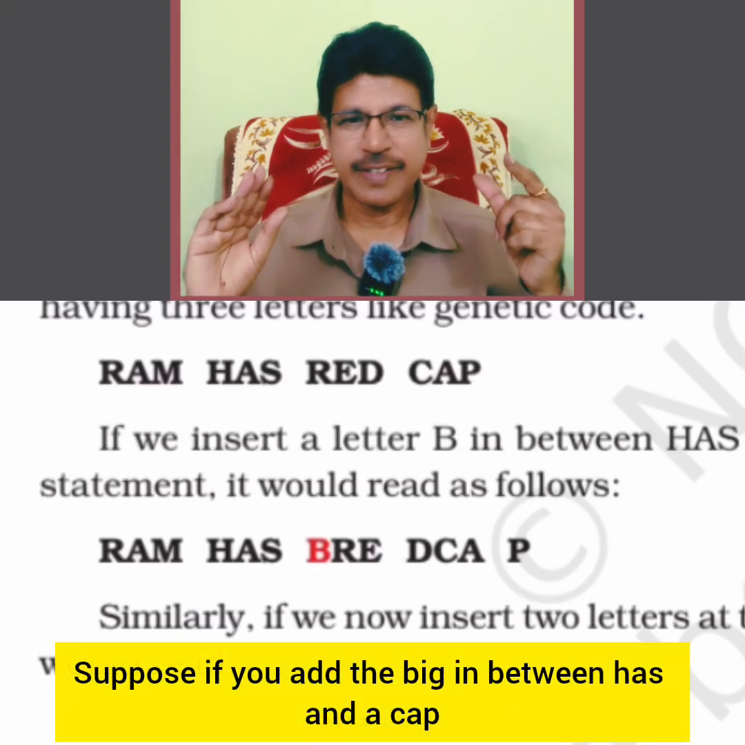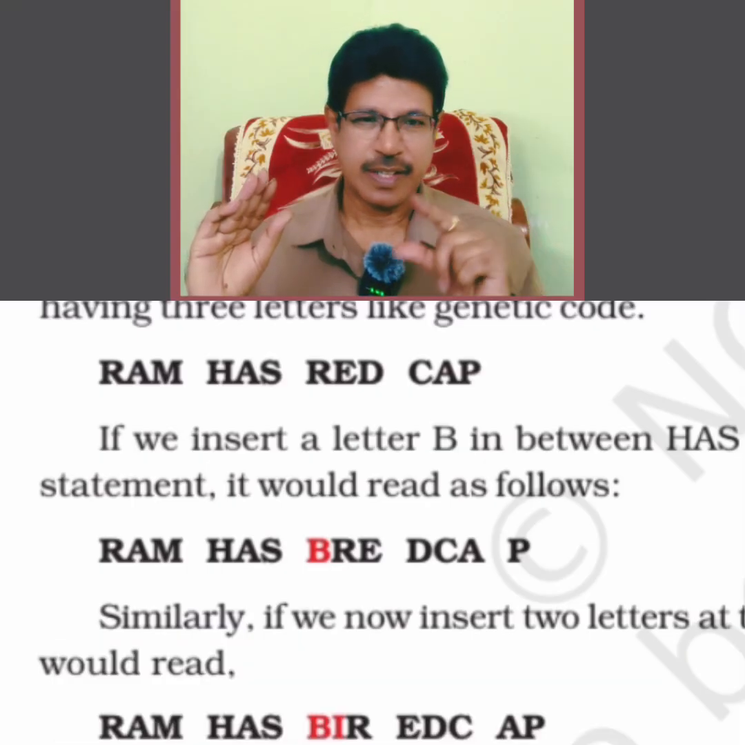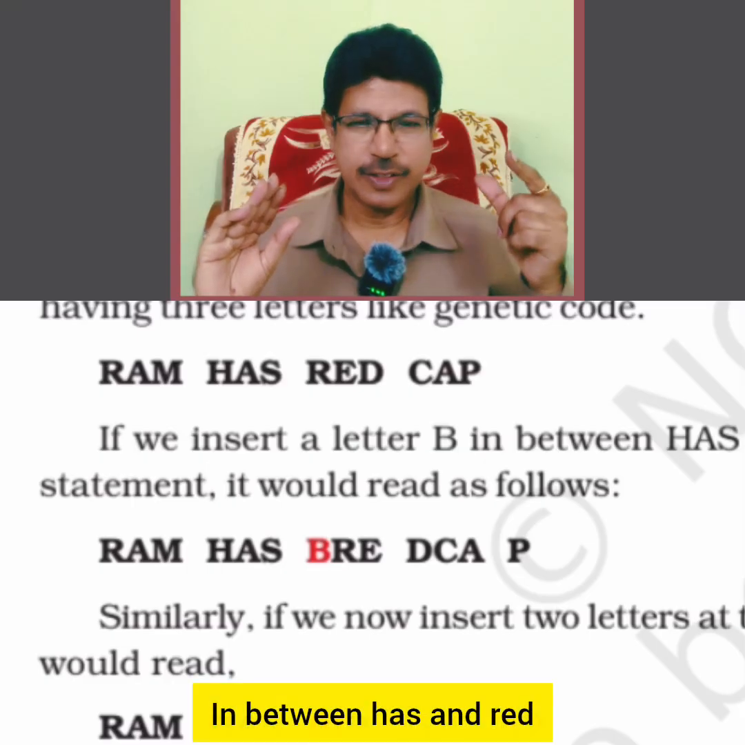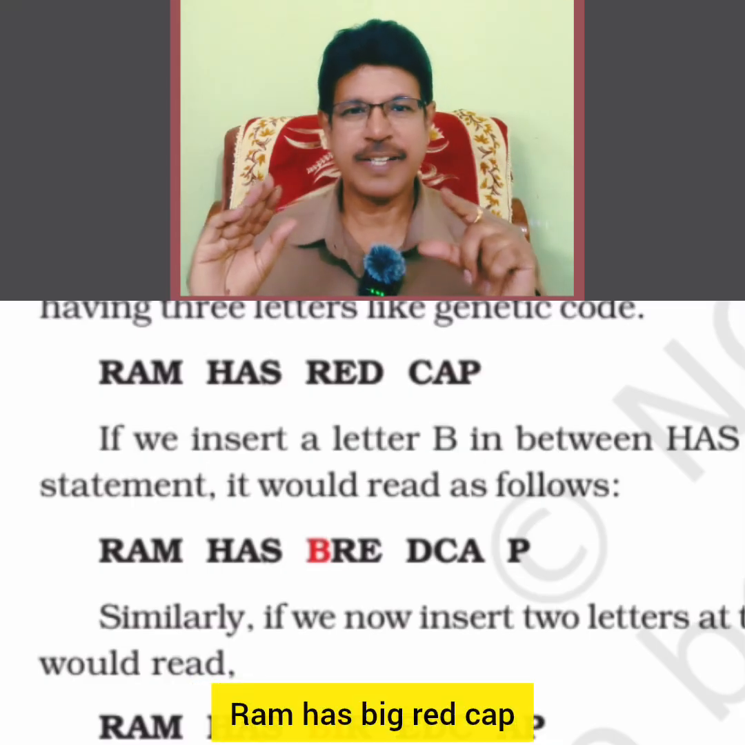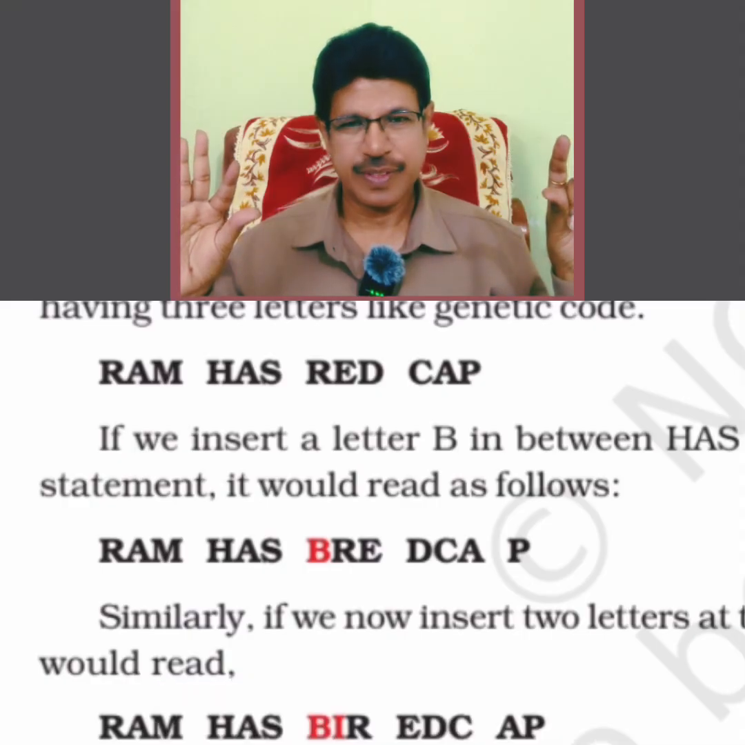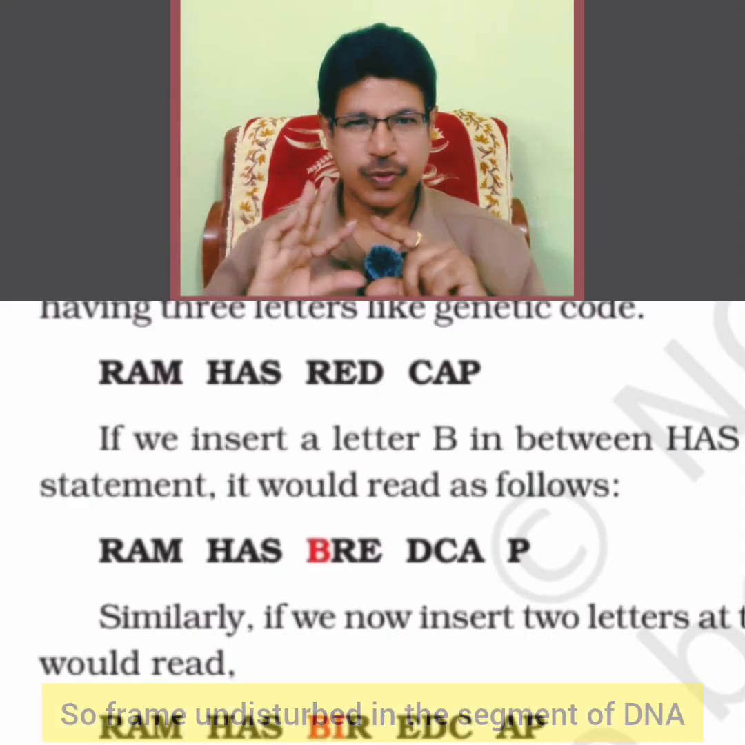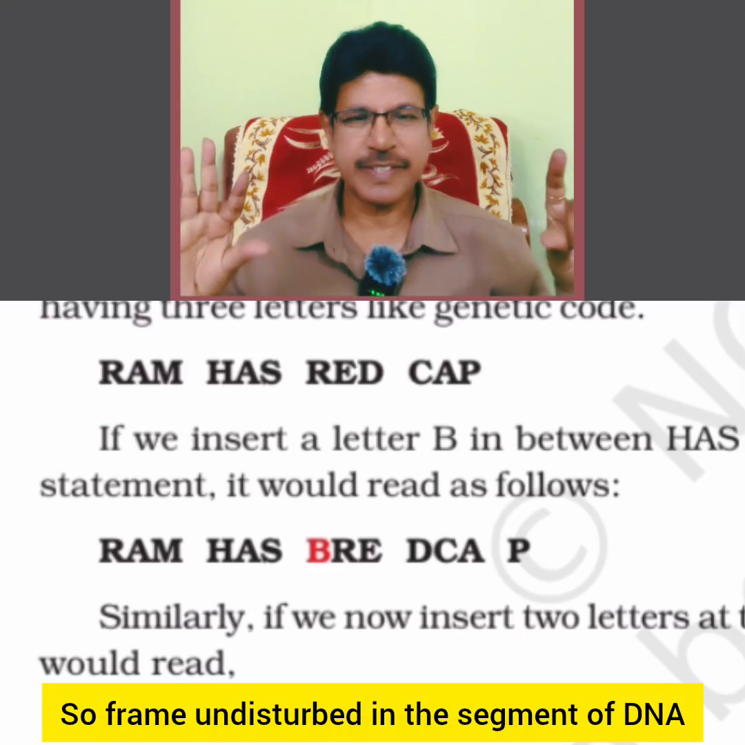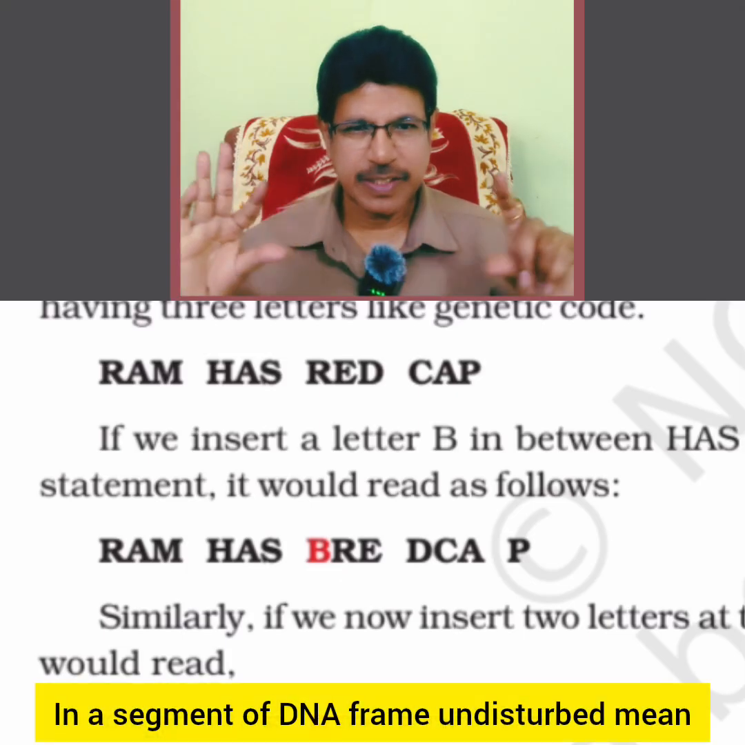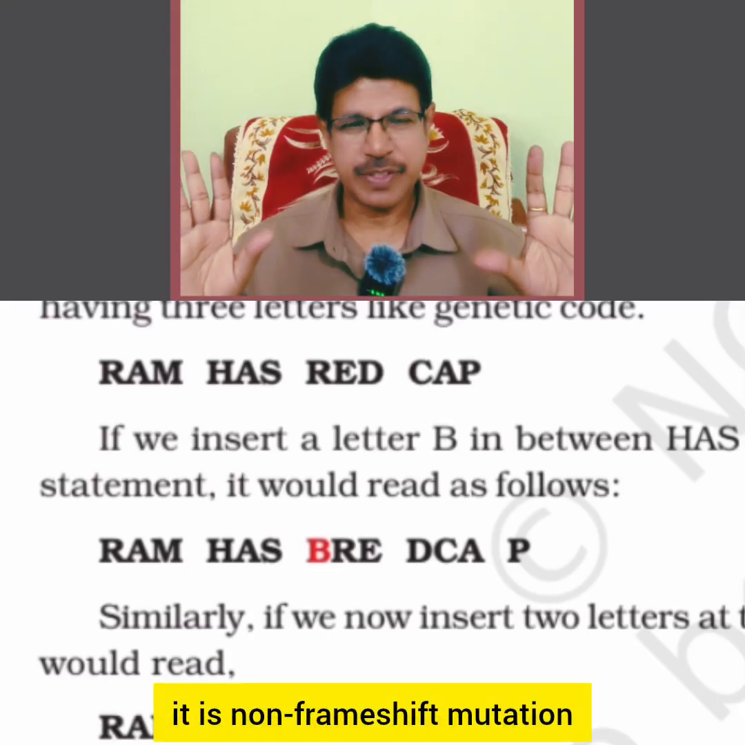Suppose you add the "big" in between "has" and "cap": Ram has red cap. In between "has" and "red", if you insert the "big": Ram has big red cap. So the reading frame is unaffected. All 3 letters are read as one codon. So the frame is undisturbed in the segment of DNA, which means it is a non-frame shift mutation.